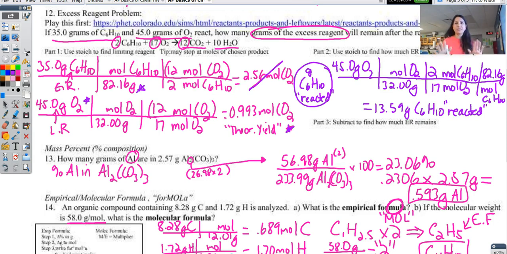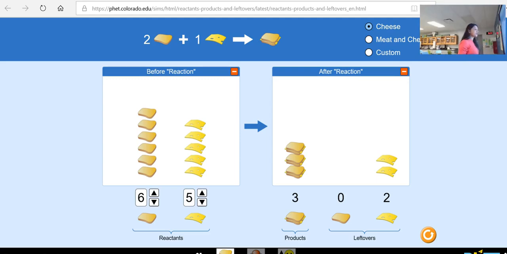Okay, we're almost there. If we go back to our cheese sandwich, we just figured out how many pieces of cheese we actually used. It's backtracking. It's saying, if I make 6 sandwiches, how many pieces of cheese? Well, I know that it's a 2-to-1 ratio, so if I use 6, then I must have used 3 of the cheese, okay? So that's basically what we just did. Now we need to do the subtraction, and the subtraction is simply how much cheese did I start with minus how much cheese reacted or did I actually use.